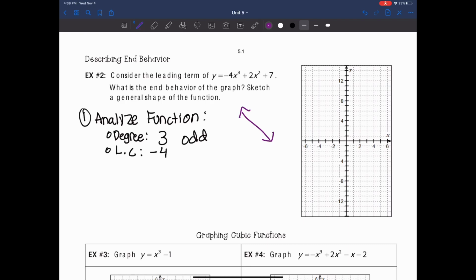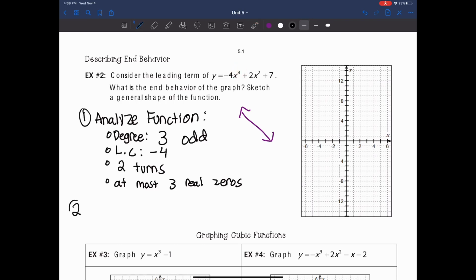Okay, another thing we can say about this is, since the degree is 3, this graph is going to have at most 2 turns. And then last but not least, since our degree is 3, that means we're going to have at most 3 real zeros. The number of zeros that are real is going to be at most whatever the degree is.